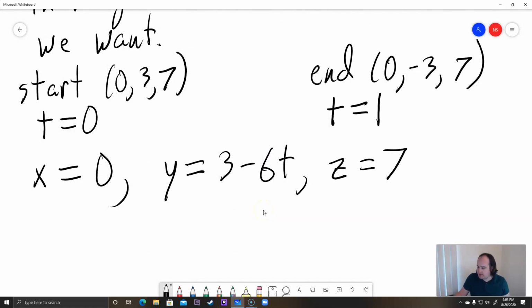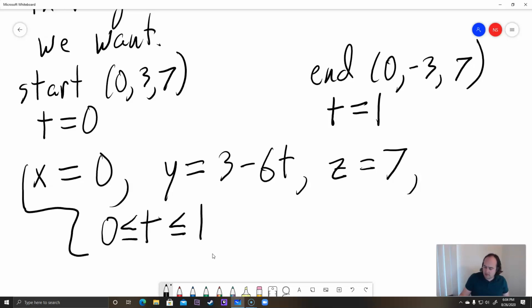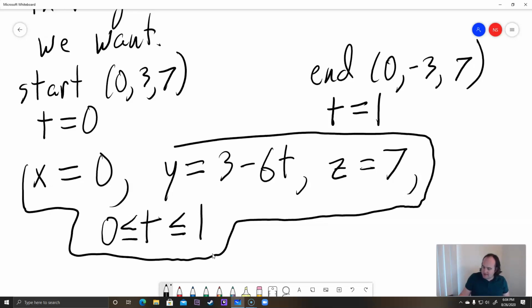And then because of the way the parameterization works, the beginning of your line segment is going to be at 0. So what we write is t is greater than or equal to 0 on the left. And then we want our line segment to end where t equals 1. So t has to be greater than or equal to 0 and less than or equal to 1. And that's actually going to be our answer. Okay, so this whole thing is our parameterization.